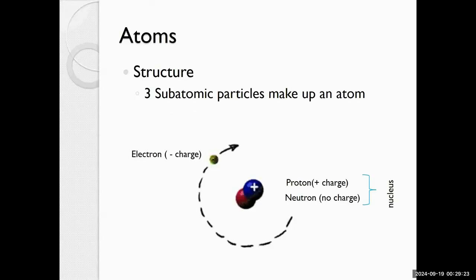We begin with the atom. An atom is composed of 3 subatomic particles. Be aware of the proton, neutron, and electron. Recognize their names and the charges associated with them.